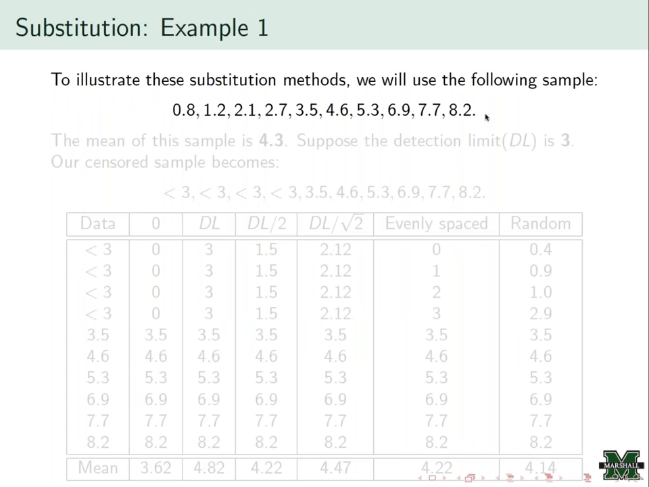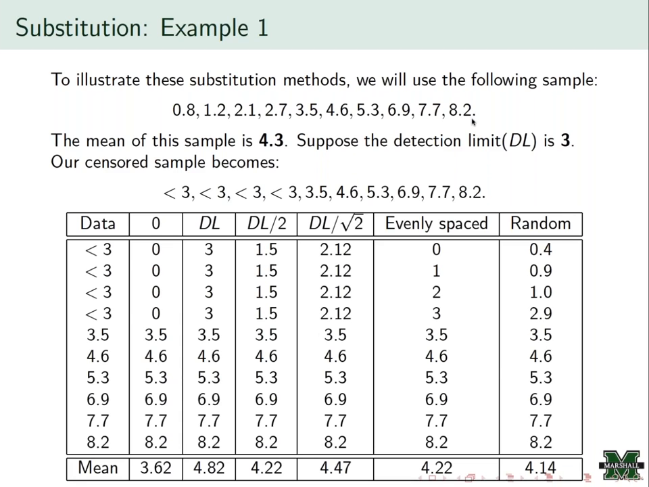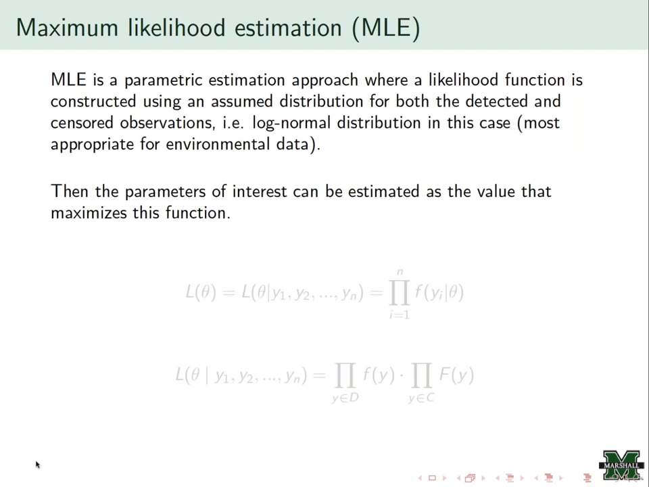Just to illustrate quickly, let's say you have a sample of size 10, and since this is a simulated sample, we do know that the mean is 4.3. But let's say that there is a detection limit of 3. Then everything underneath the value of 3 becomes censored, and we have a censored sample. Using our substitution method, we simply substitute in each specified value for all of the censored values, and once you have that new sample, you can find your estimated means and compare those to the actual mean. Since in this case it was simulated, we do know the real mean was 4.3.